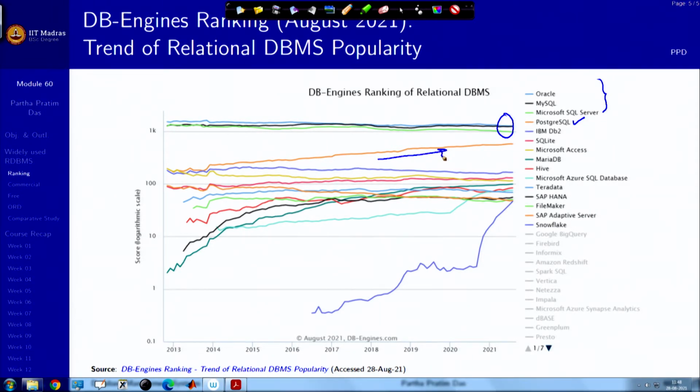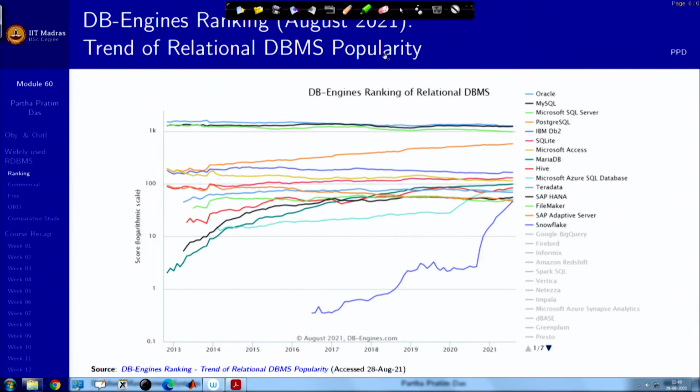PostgreSQL has been increasing, right. So, it is getting more and more popular. Then you have a clutter of a number of different databases, which started at different levels and over the last couple of years have settled down at a similar kind of growth happening across them. And you can see some of the recent databases like Snowflake, which started about 5 years back, has had a very steep growth. So, it is something to watch out for. So, this is the trend overall.